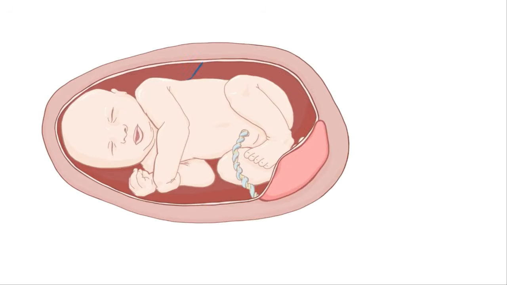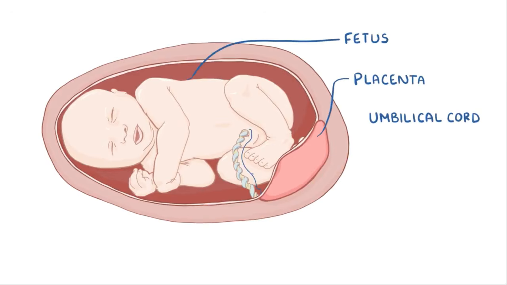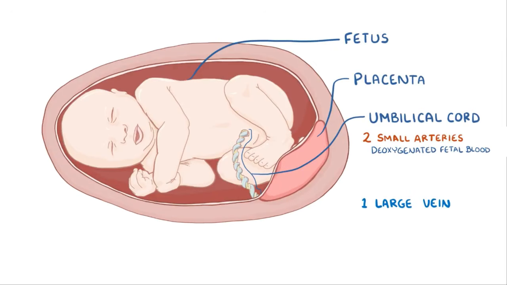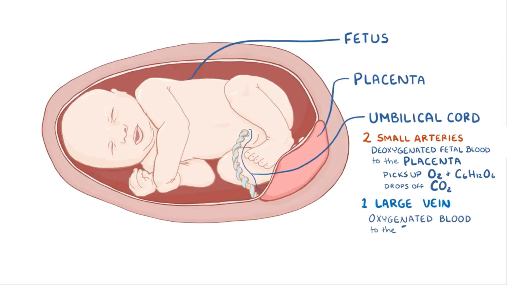During development, the fetus is connected to the placenta via the umbilical cord, which is a long, flexible stalk that has two small arteries and a large vein. Deoxygenated fetal blood flows through the umbilical arteries to the placenta, where it picks up oxygen and glucose while dropping off carbon dioxide. Oxygenated blood then heads back towards the fetus's heart through the umbilical vein.